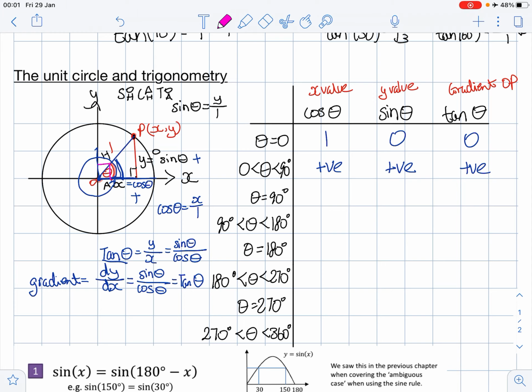At this point, if we look at the x values, this is equal to 0. Then the y value is going to be 1, because at this point my height is 1. So my y value, sin theta, is equal to 1, and tan theta is undefined, because the vertical line does not have a well-defined gradient.